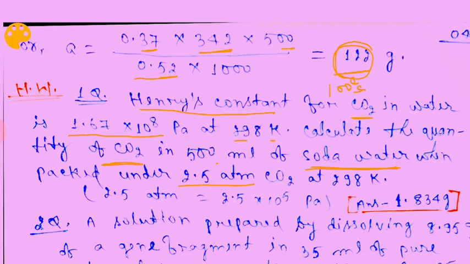And how can you calculate? 2.5 ATM is equal to 2.5 into 10 to the power 5 Pascal. 1 atmosphere is equal to 10 to the power 5 Pascal. And answer is given here, 1.834 gram. So it is easy to solve, no problem in it.